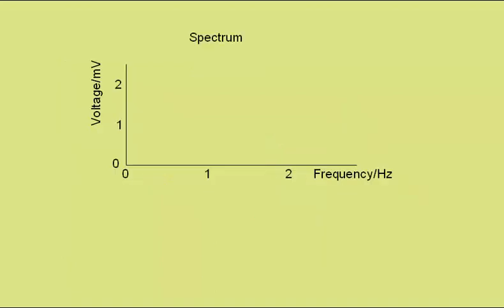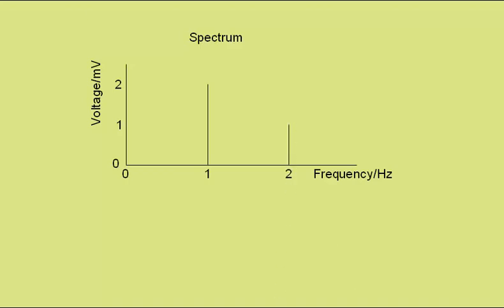The spectrum is just a different way of showing the same information. On our previous slide, we had a wave with a frequency of 1 Hz and an amplitude of 2 millivolts, which we can represent with a line like this. We also had a wave with twice the frequency, i.e. 2 Hz, and half the amplitude at 1 millivolt, and we can represent that with this line.